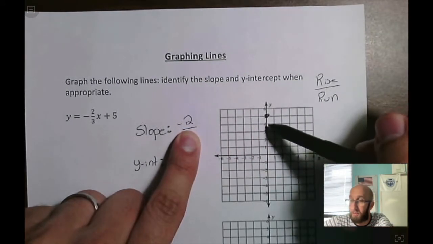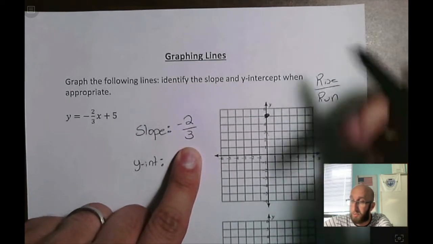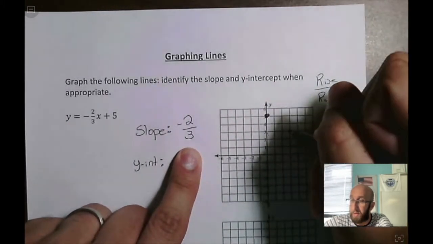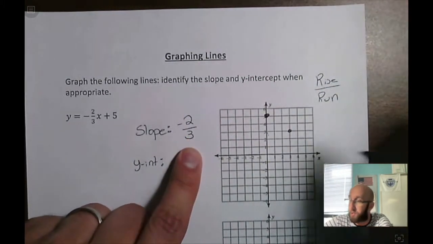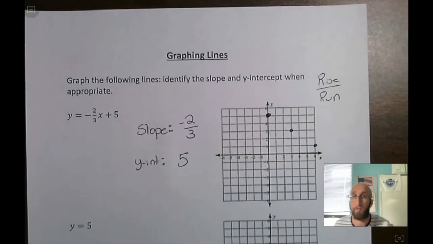We're going to go down 2, and then we're going to run. We're going to move to the right 3. Down 2, right 1, 2, 3. Put a point. From that point, do it again. Down 2, right 3. And I've filled out my graph there.